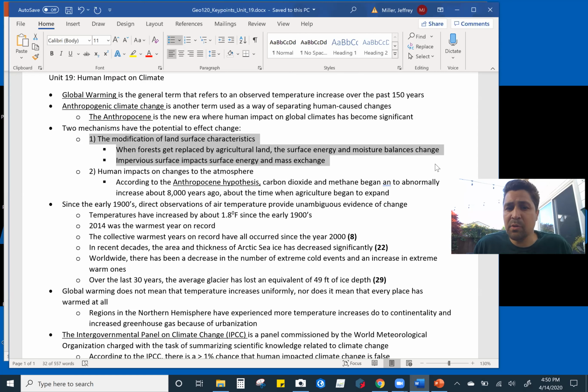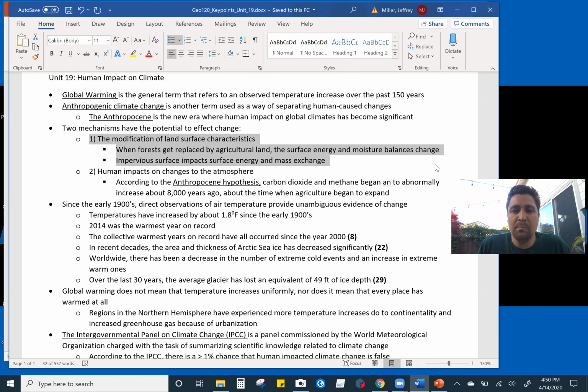And how about, of course, impervious surface like concrete and asphalt and streets and sidewalks, those kind of things. All of those are human influenced changes to the characteristics of the land surface itself. So when forests are cut down and replaced by agricultural land, there's a shift and a change in the energy balance. And it changes the amount of moisture that's balanced as well. Okay. And not in a good way in this sense.